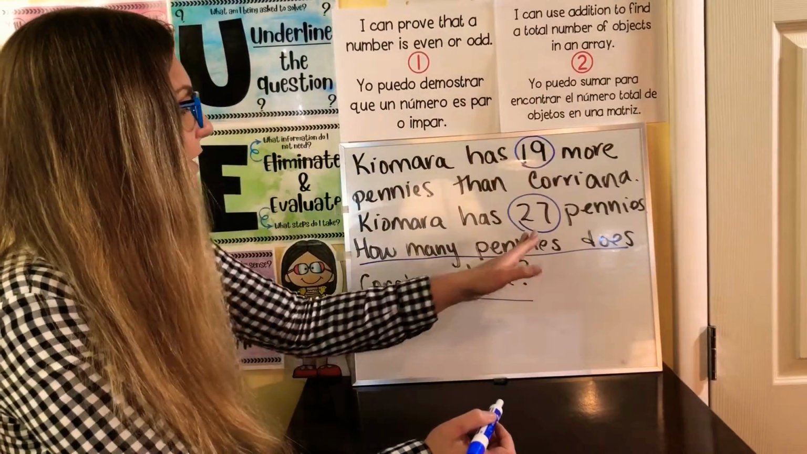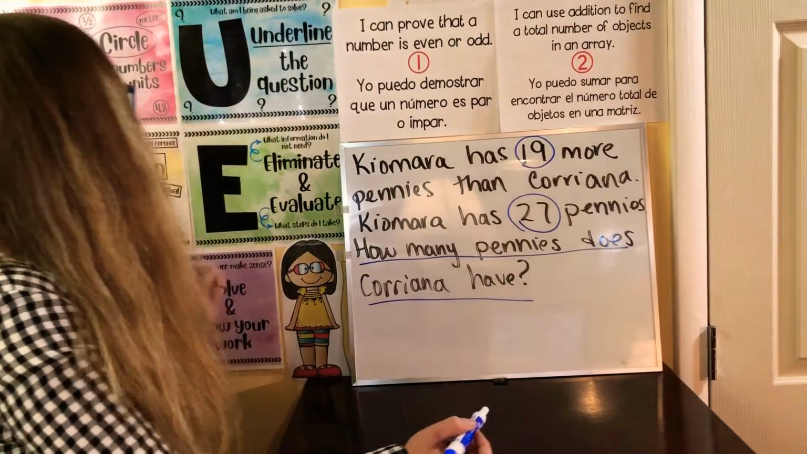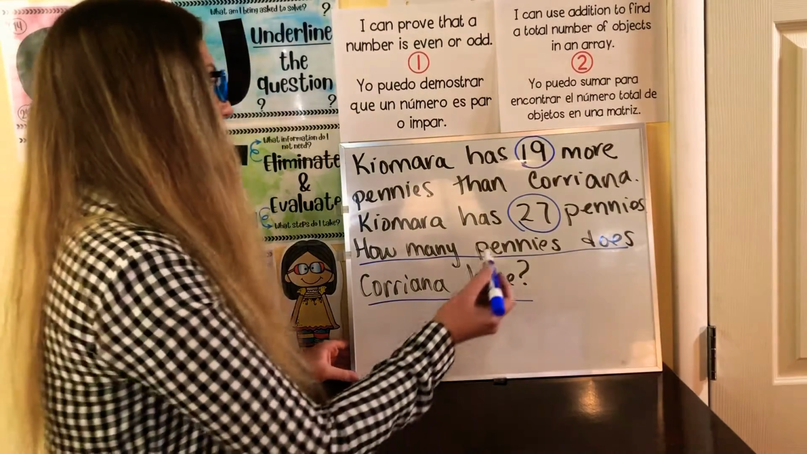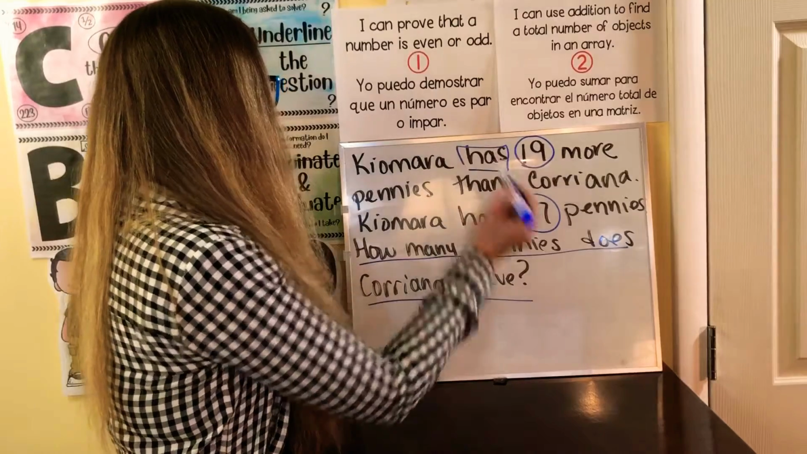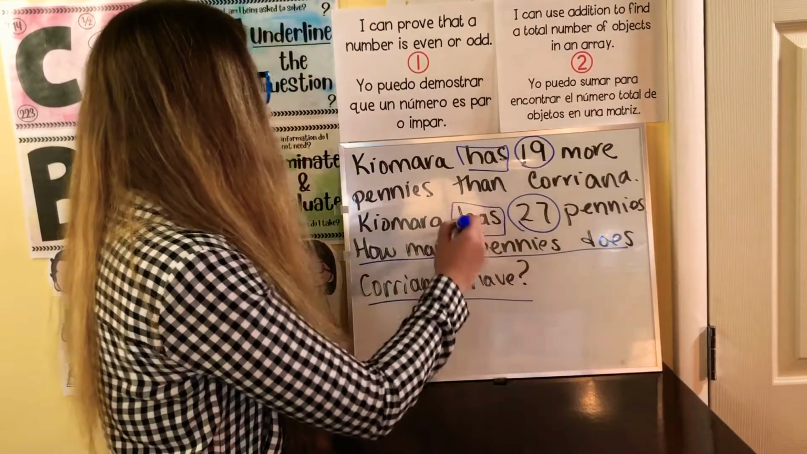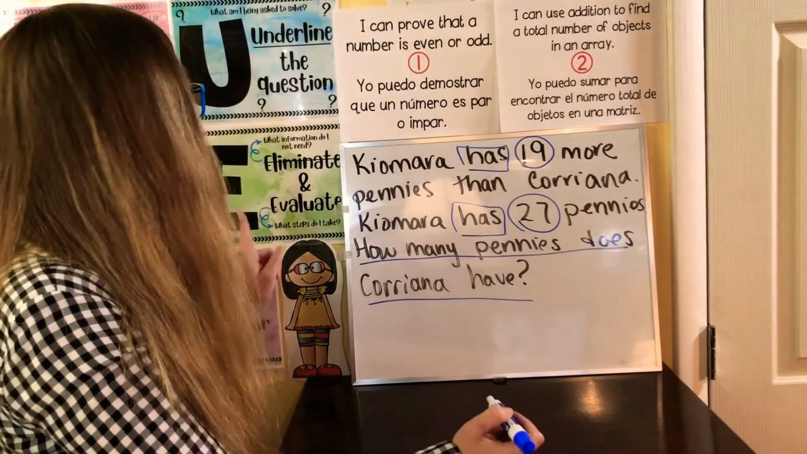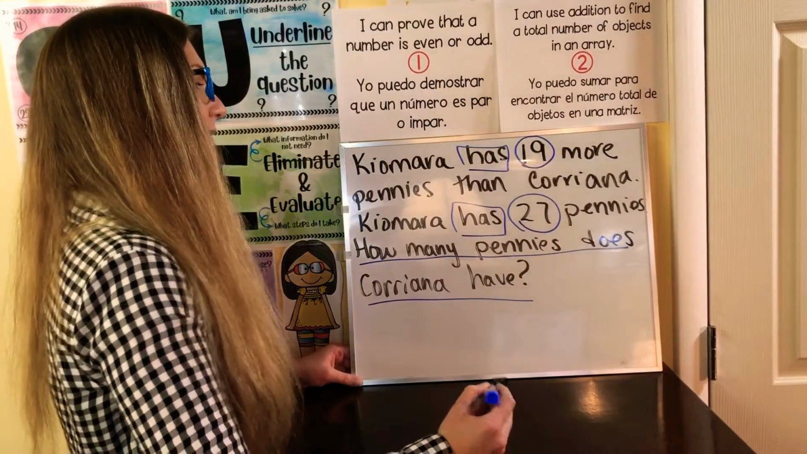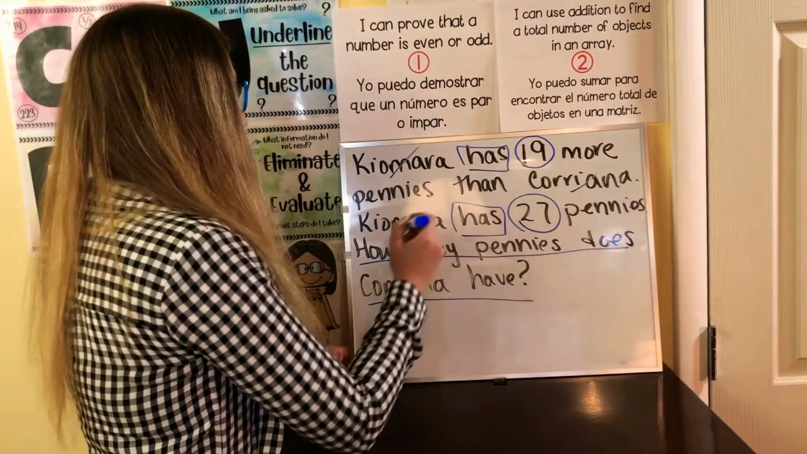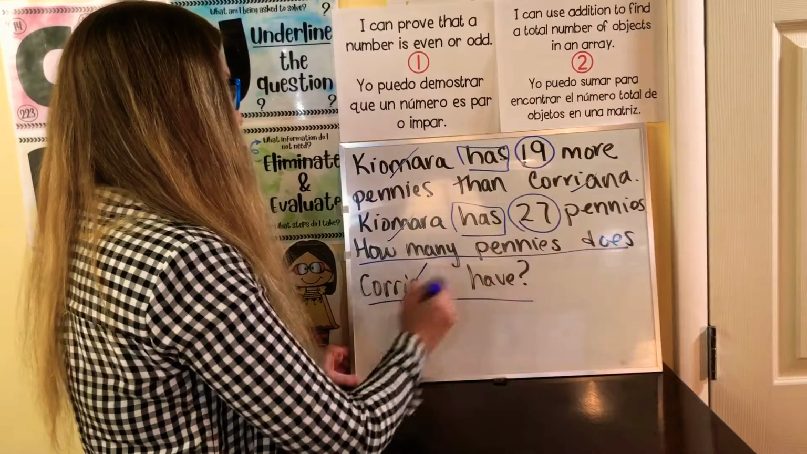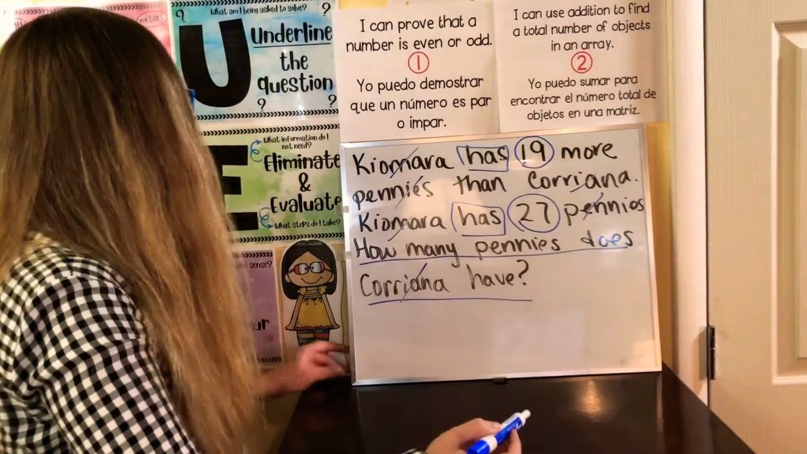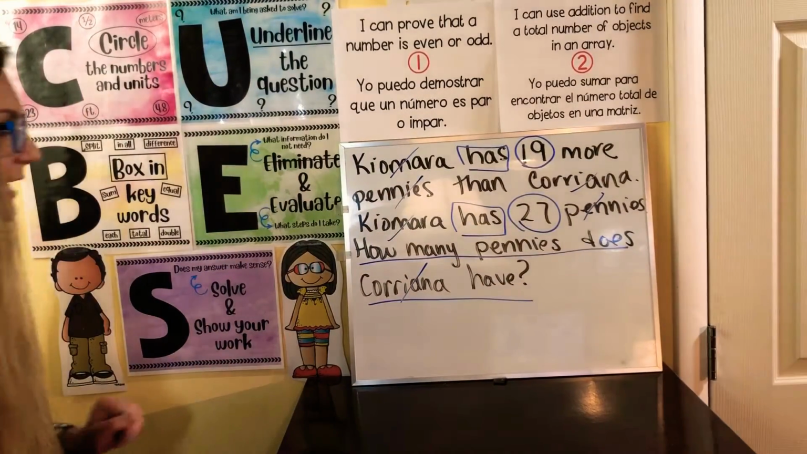Okay, so we circled our key numbers, underline the question. Time to box. She has more. That's really it. They just have pennies. What could we eliminate? Our friends. It could be something else besides pennies too. Okay, now it's time to show our work and check it.